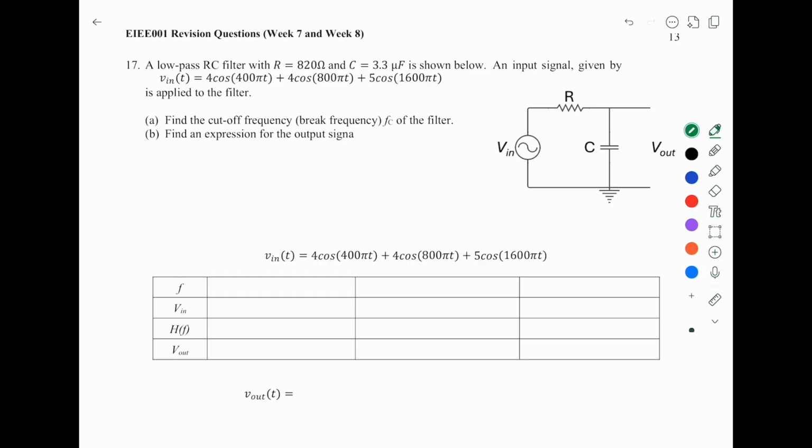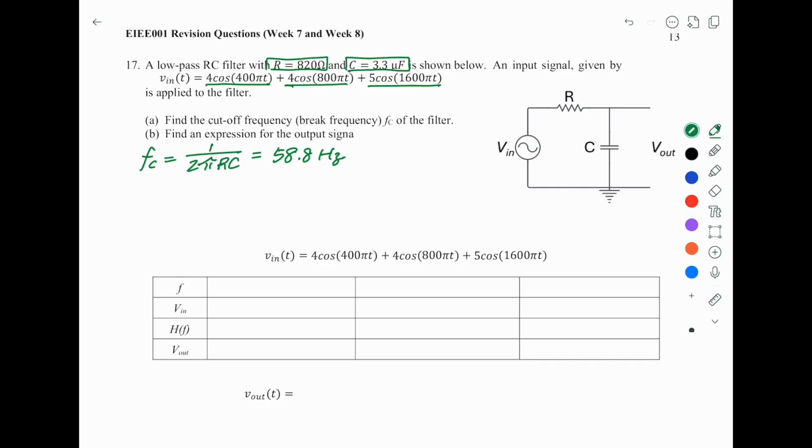This is a low-pass RC filter, and our input signal has 1, 2, 3 terms. The R is 820 ohm, and the capacitor is 3.3 microfarad. A, we want to find the cutoff frequency. So FC, the definition, 1 over 2 pi RC. So if you plug this number in, you will find this is equal to 58.8 Hertz, the cutoff frequency.